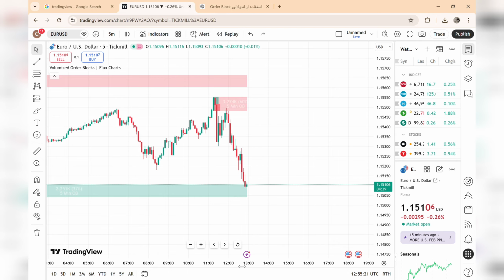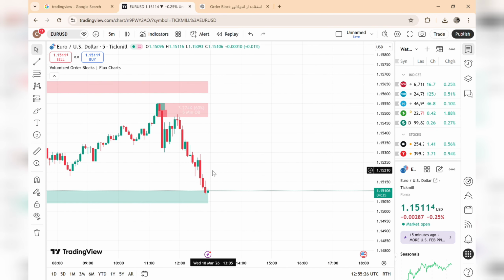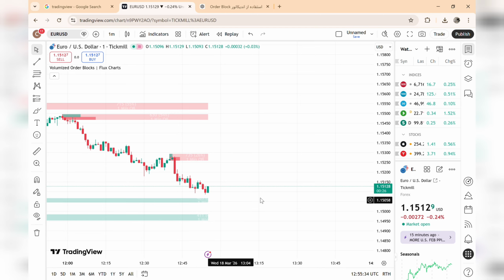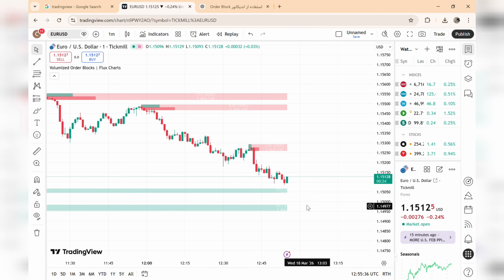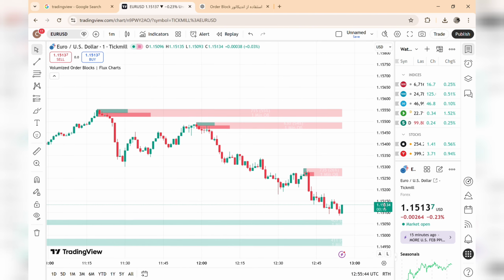Now let's go into execution. For a buy setup, first wait for price to return to a bullish zone. Then look for confirmation, such as a bullish engulfing candle, a pin bar, or a break of a short-term high. Once confirmed, you can enter a buy position. Your stop loss should be placed below the zone. Your target can be the previous high or the next resistance area.